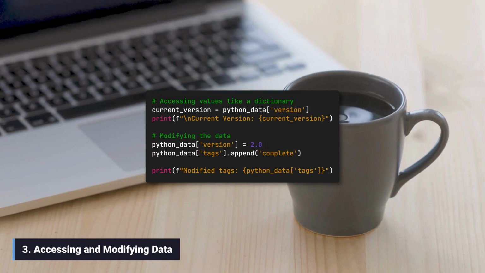Three. Accessing and modifying data. Since Python_data is now a dictionary, we can access its values using familiar dictionary key notation, like grabbing the version. We can also modify the data, just as we would any standard Python object, changing the version number or appending a new string to the tags list. This is the whole point of deserialization, making the data natively accessible.